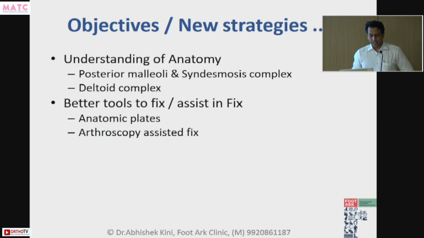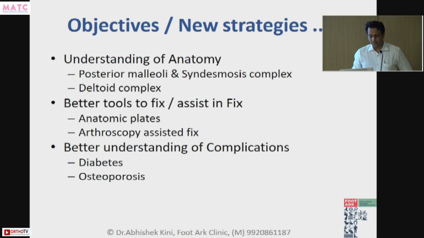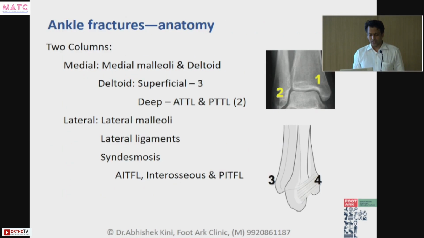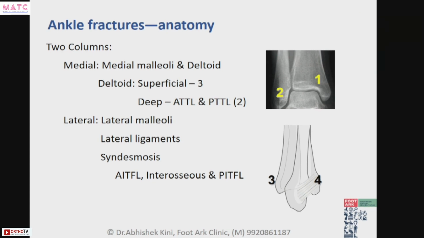That's the anatomic plates and arthroscopy assisted fixations, and better understanding of complications or complicating factors like diabetes and osteoporosis, and how we can get our patients faster return to activities of daily living. So as Dr. Bagaria was asking, there are two columns concept in ankle. One is the medial side and one is the lateral side. We all know the anatomy very well, but these are the two columns which we need to stabilize.